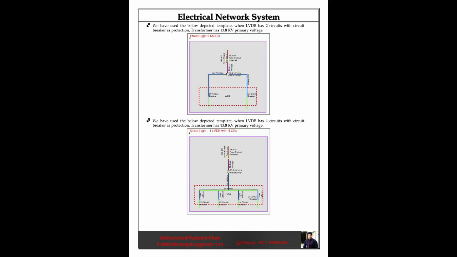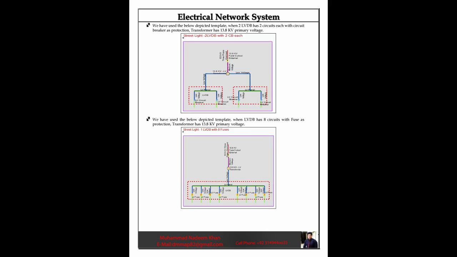We have used the below depicted template when LVDB has 2 circuits with circuit breaker as protection. Transformer has 13.8 kV primary voltage. We have used the below depicted template when LVDB has 4 circuits with circuit breaker as protection. Transformer has 13.8 kV primary voltage. We have used the below depicted template when 2 LVDB have 2 circuits each with circuit breaker as protection. Transformer has 13.8 kV primary voltage.